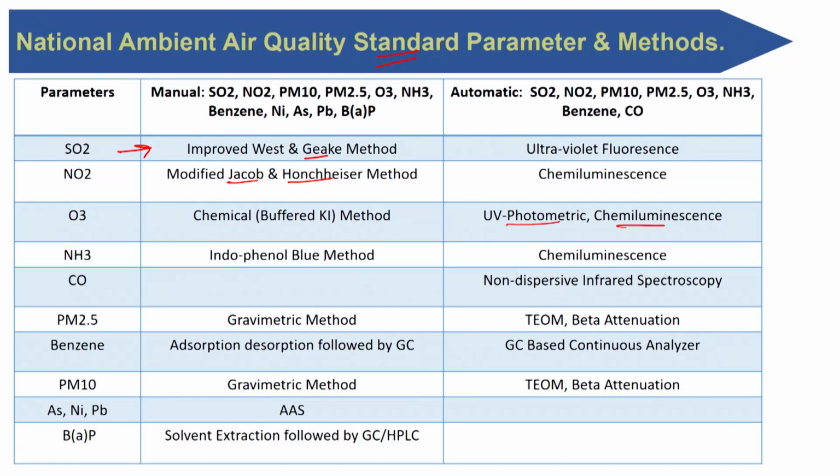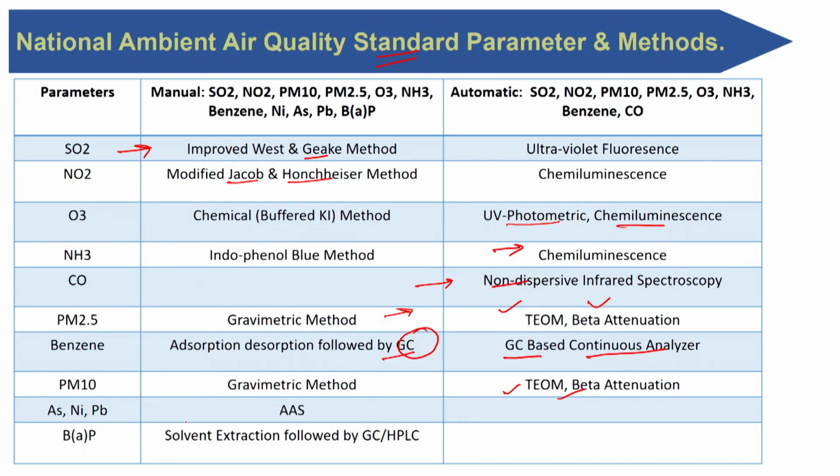Ammonia is the indophenol blue method, and this is again a method based on chemiluminescence. CO is usually measured using NDIR spectroscopy. PM 2.5 and PM 10 are usually measured by TEOM, gravimetrically, or beta attenuation. Both things can be done. Benzene is usually measured by adsorption, desorption followed by GC, gas chromatography. And in the online automatic methods, you can use a gas chromatography based continuous analyzer.